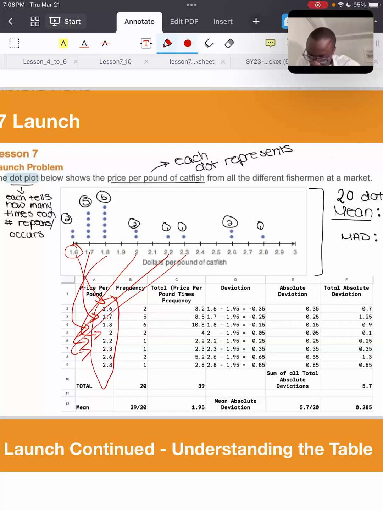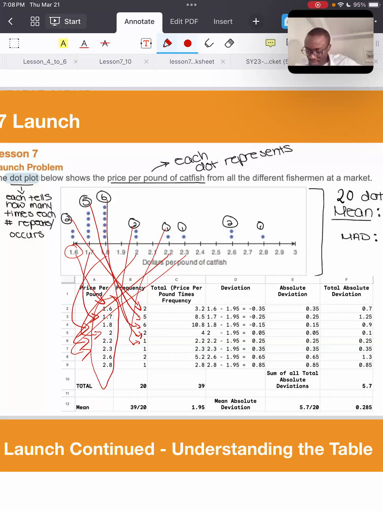And the frequency, as I said, is the number of times a given data point occurs. So these frequencies are numbers that come from just counting the number of dots for each occurrence. So it's basically just the occurrences, and so on and so forth.